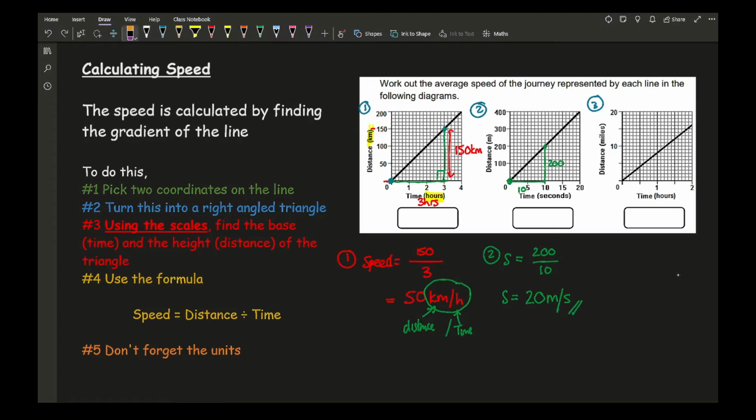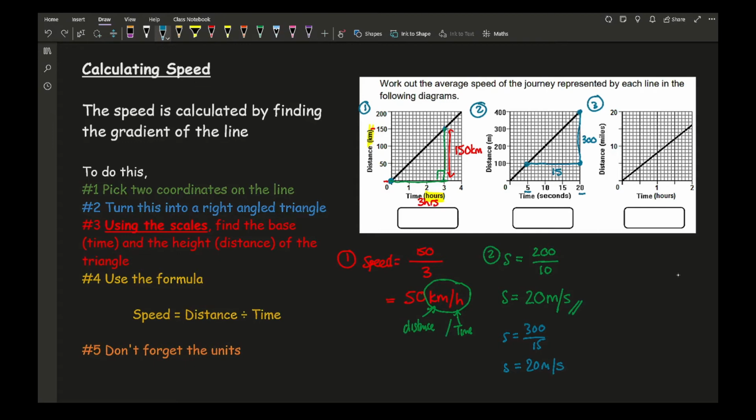Now let's say I pick two different coordinates and let's see if we get the same answer. So let me continue with question 2. But this time, let's say I'm going to go for this point here and this point here. So again, I'm going to draw my triangle. So in terms of looking at the base, I'm going from 5 to 20. So that's going to give me 15. And here I'm going from 100 to 400. So that's going to be 300. So if I then do 300 divided by 15, I still get 20 miles or meters per second.